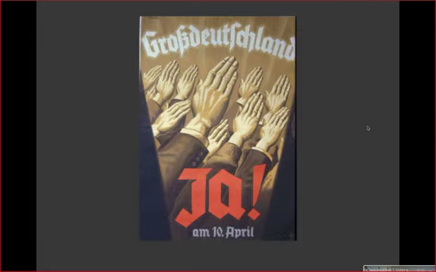This is a German piece. Again, the use of the hand, the use of the diagonal, the use of communicating unification. Everybody is in agreement. Everybody is pointing up in the right direction. And the big word underneath is "ja," which means yes. So it's a very powerful, very positive, very influential piece during the German war.